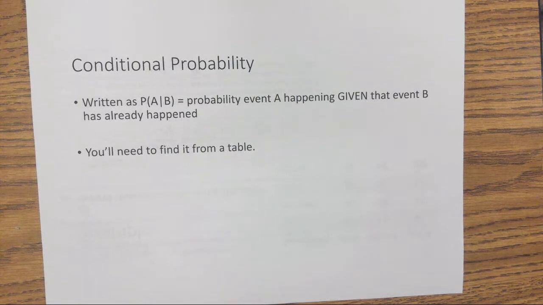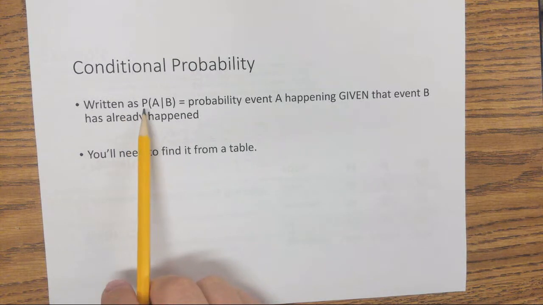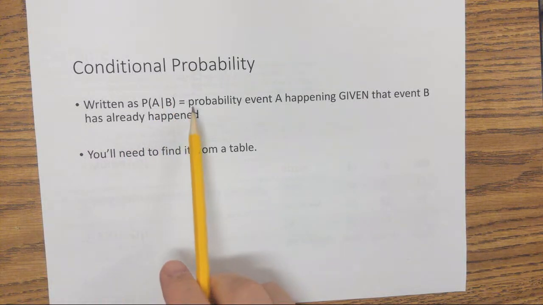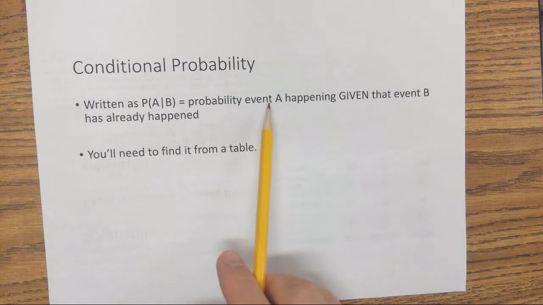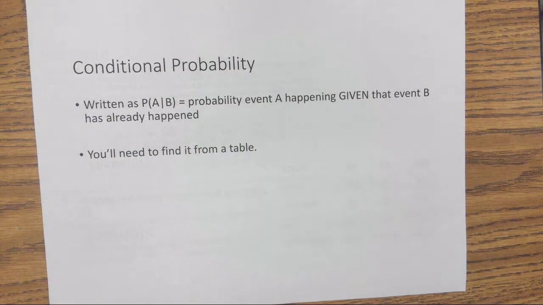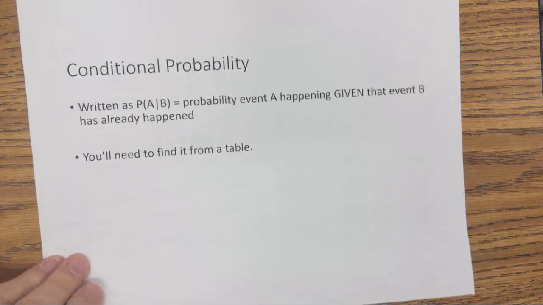Here is conditional probability. It's written as the probability of A given B. That's what this little line means in probability: given. It's equal to the probability of event A happening given that event B has already happened. In these problems, you'll be given a table and you'll be able to find these solutions using the table.